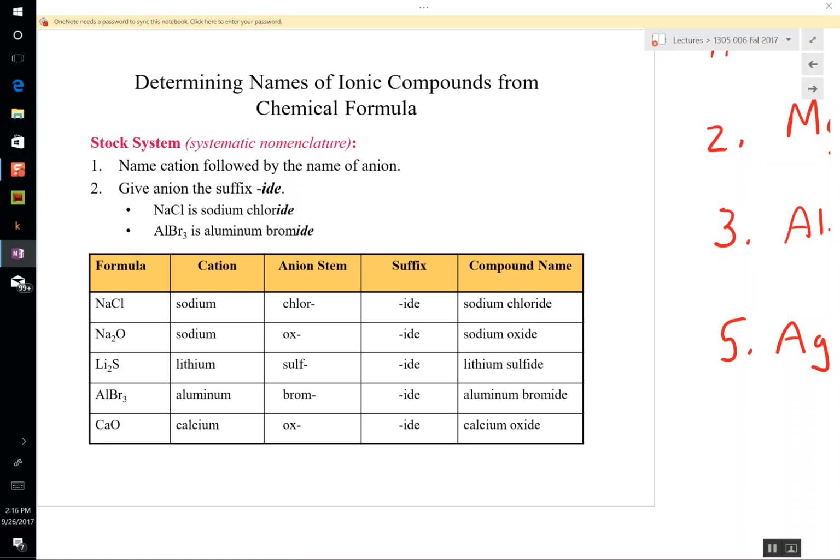All right, so let's do aluminum sulfide. Aluminum. So we get the symbol for aluminum. We get the symbol for sulfide. We get the charges. And we cross those charges. We put a 2 here and a 3 right here. We get Al2S3. That's aluminum sulfide.